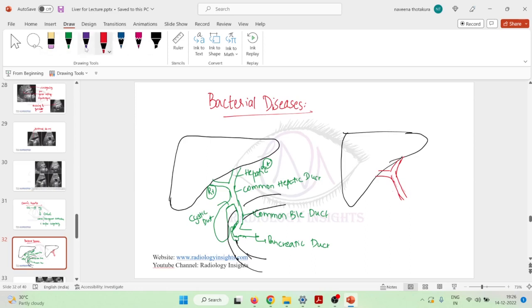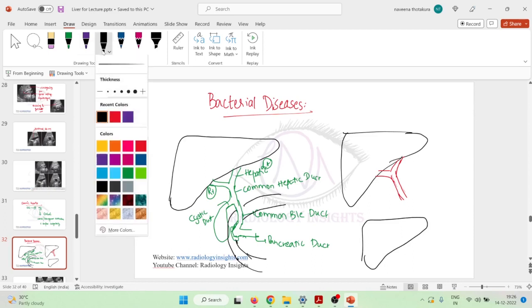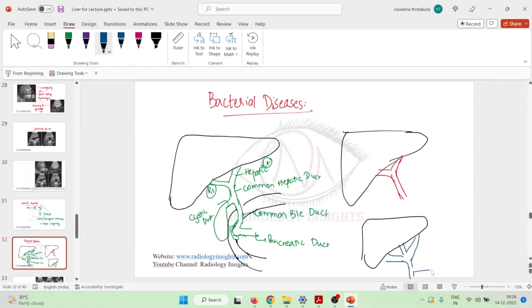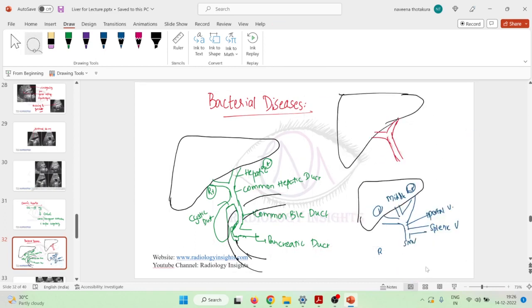Next, along with this, we also have a portal system to the liver. The portal vein also drains into the liver. So we have a portal vein which divides into three parts: right, middle, and left portal vein. This portal vein is formed by the superior mesenteric vein and the splenic vein combined together. Actually, these are the different systems, like the biliary system, arterial system, and venous system. These are different routes through which the infection can enter the liver.